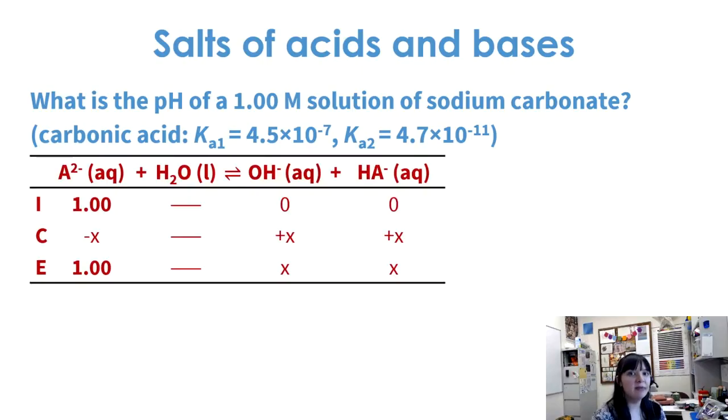So again, I have my base ionization equilibria set up right here. And although carbonate itself has a 2- charge, when it reacts with water, it's only going to take one proton at a time. So our products here are OH minus, as usual, the hydroxide, but then also HA minus, right? Only one additional proton added onto that carbonate. Again, I have my initial and equilibrium amounts set up through the ice table.